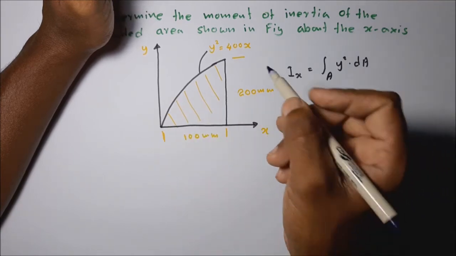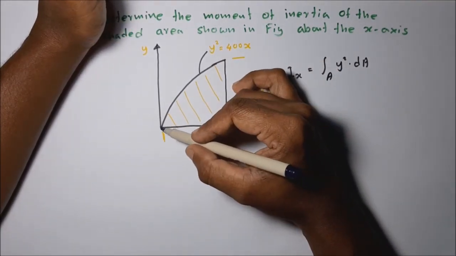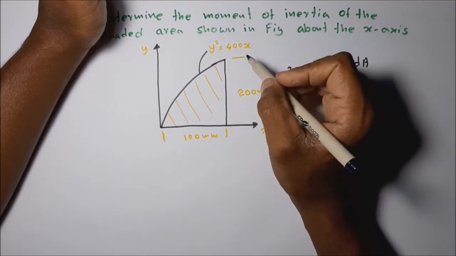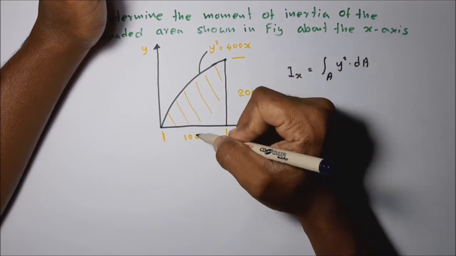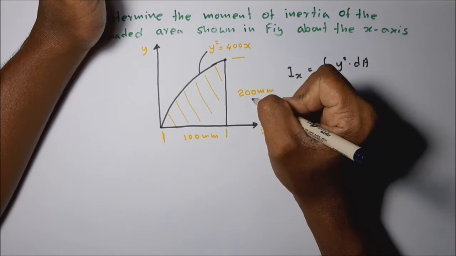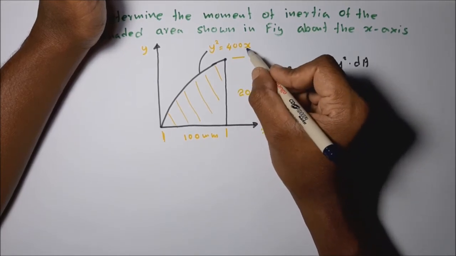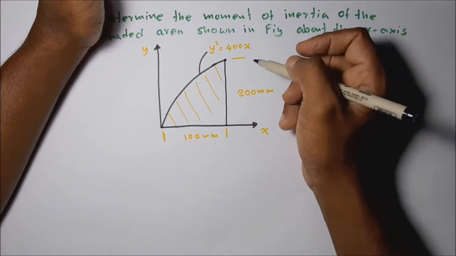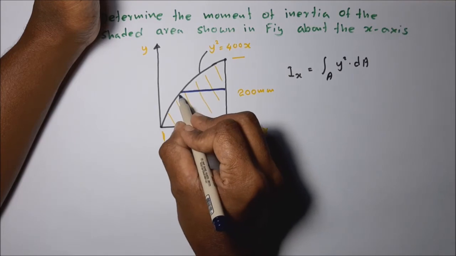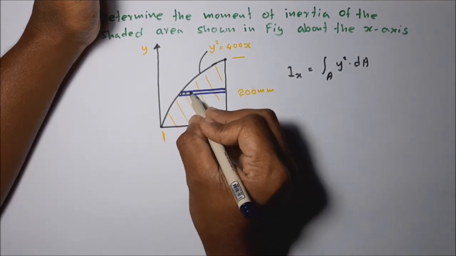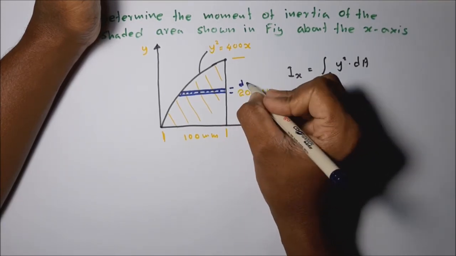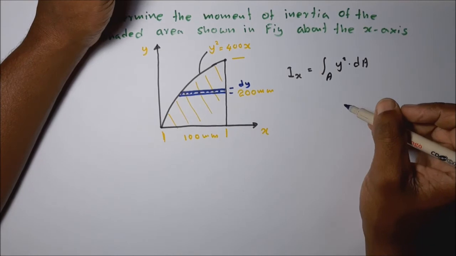First, let's look at this arc. The y square is equal to 400 into x. At this point, if we substitute 100, we can calculate this height as 200. Then for the dA surface area, this is the surface area I'm going to consider, and this thickness is dy.